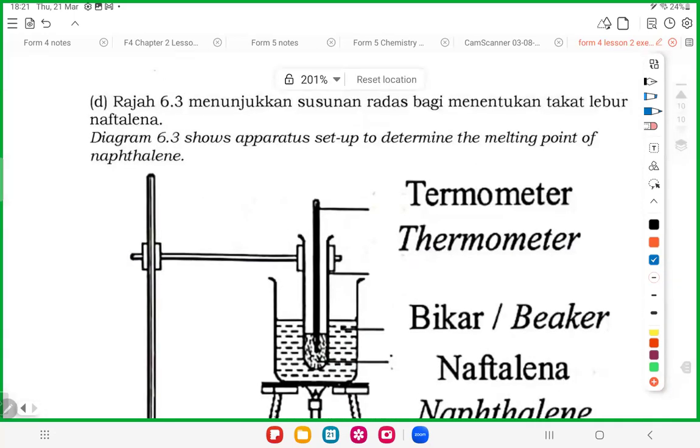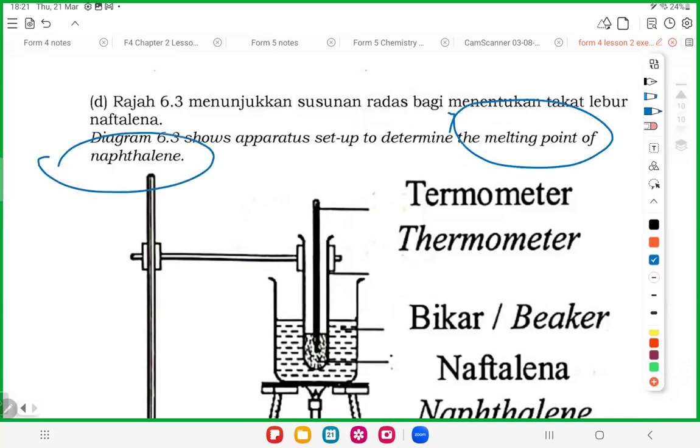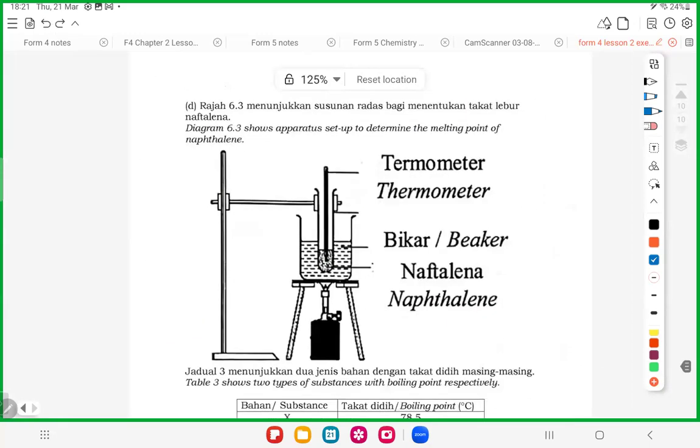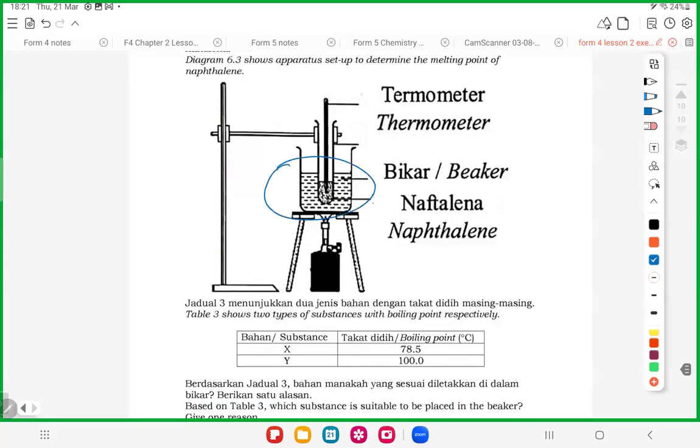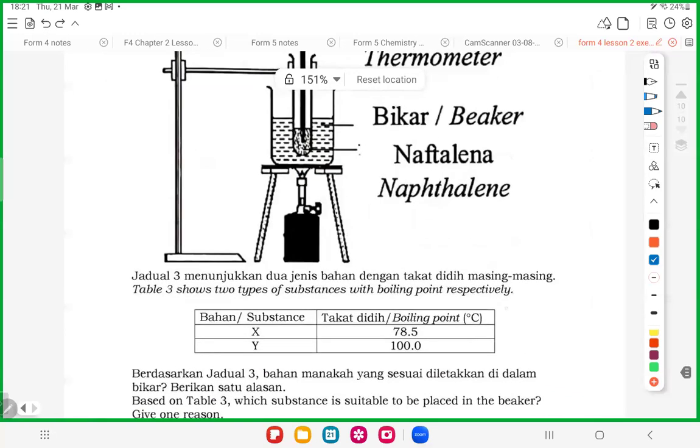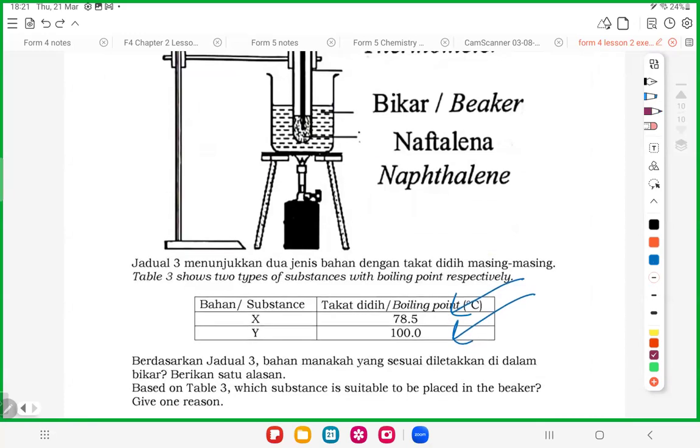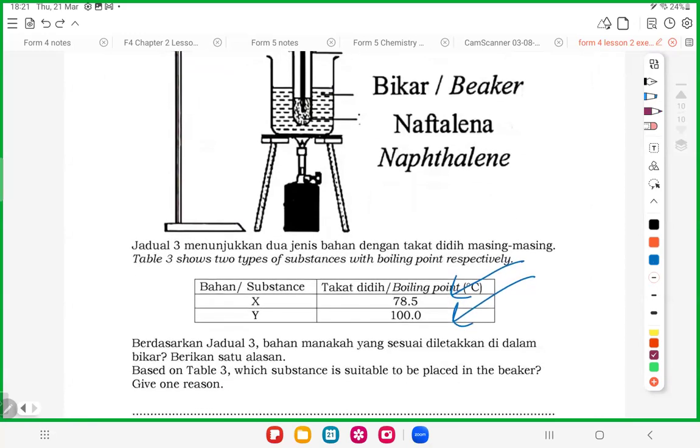Diagram 6.3 shows a picture to find the melting point for naphthalene. Again, it's naphthalene again. All right. So this question, everyone. Now, inside the beaker here, they put 2 liquids. One liquid, the boiling point is 78.5. Another liquid is 100. So now what this question wants us to answer.